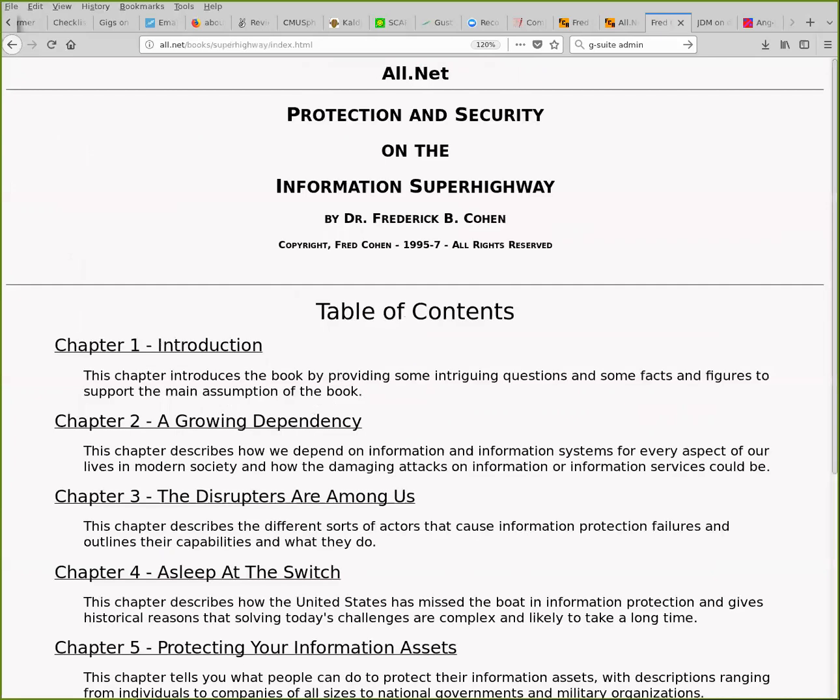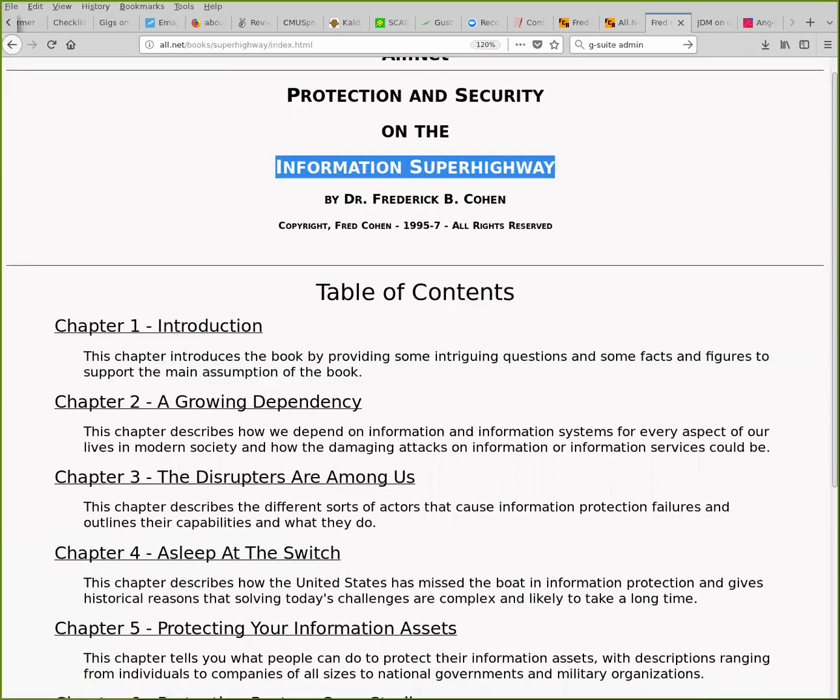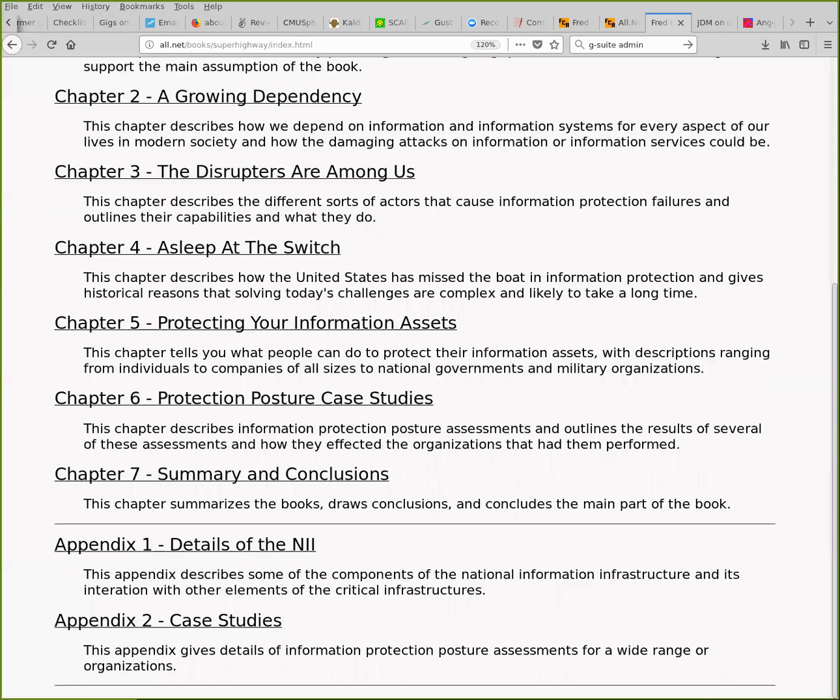Somewhere along the way, I ended up writing a book in the early 90s called Protection and Security on the Information Superhighway, and this was published at that time. The information superhighway was a term being used at that time. But the whole purpose of this was to talk about how you do assessments of cybersecurity. At that time, it was called information protection.